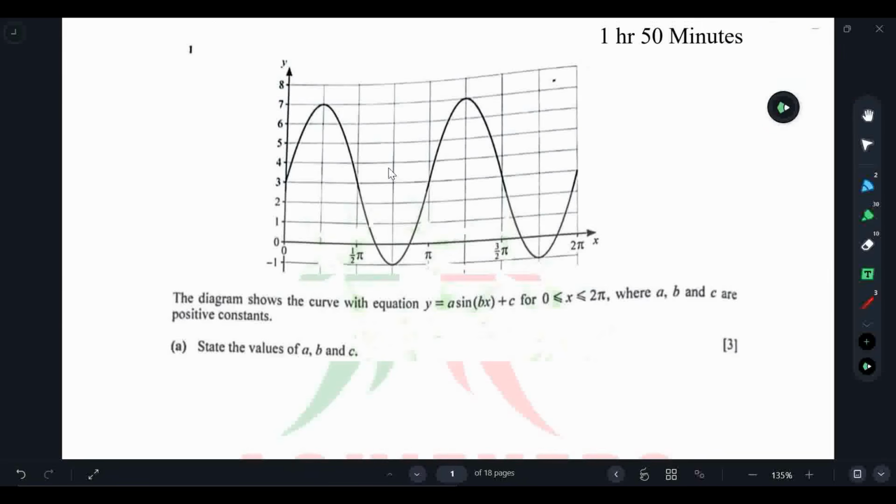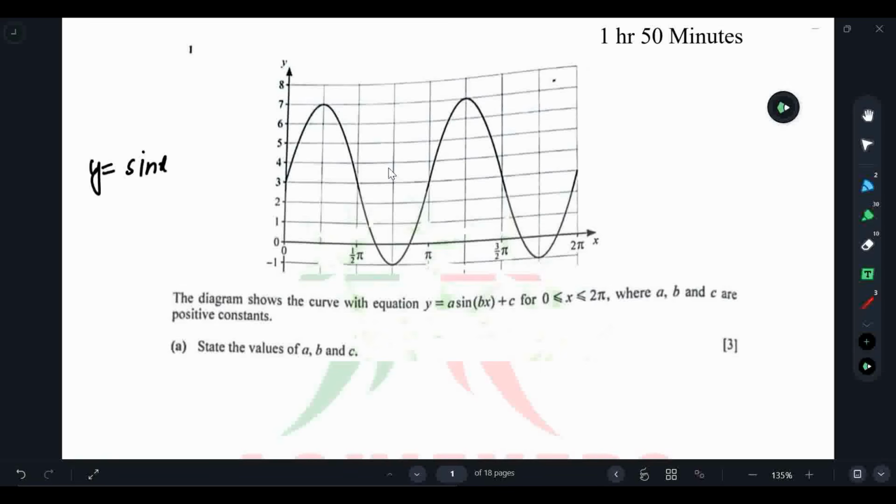Now the first one is: the diagram shows the curve with the equation y equals a sine of bx plus c, where a, b, c are positive constants. State the value of a, b and c. Now how can we find it out? We can just compare it with the original form of y equals sine of x.